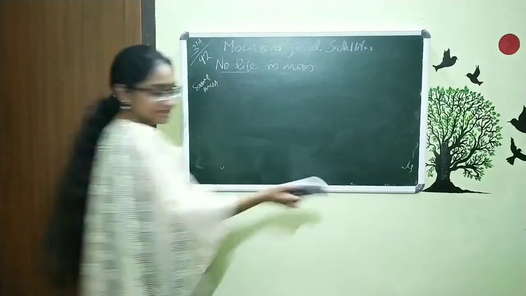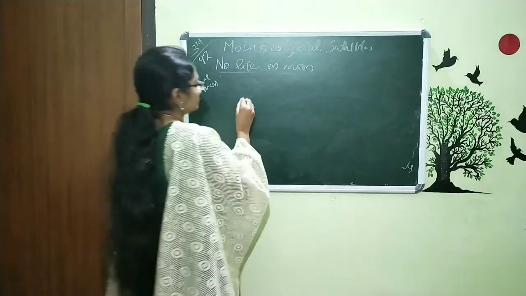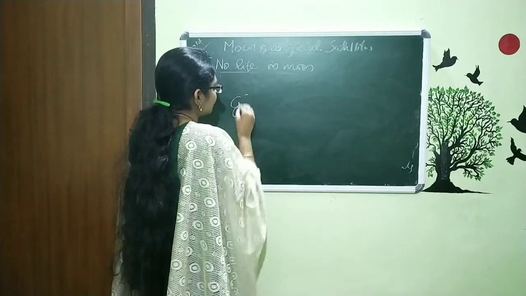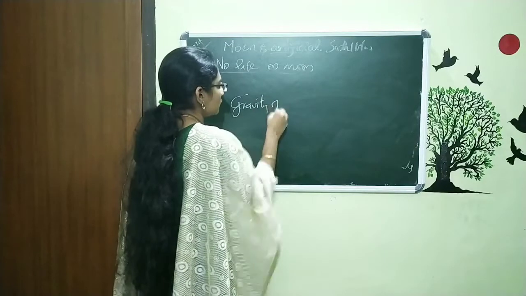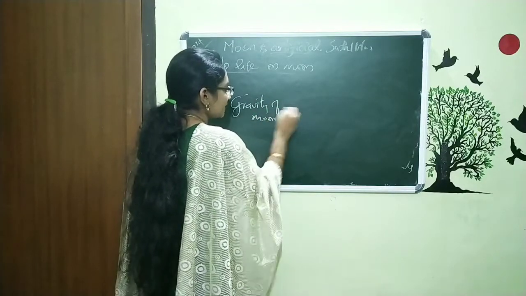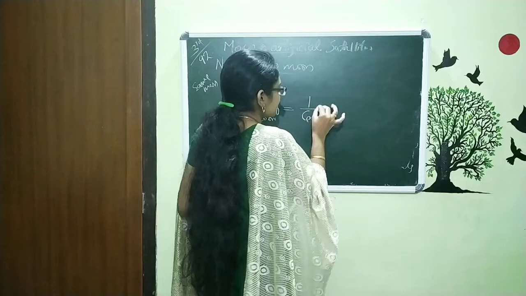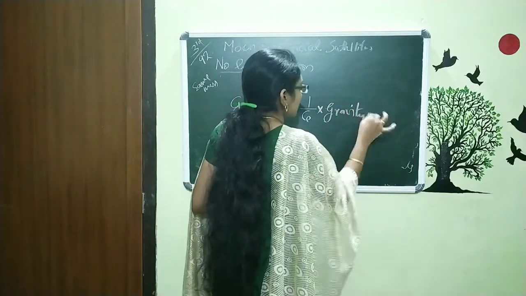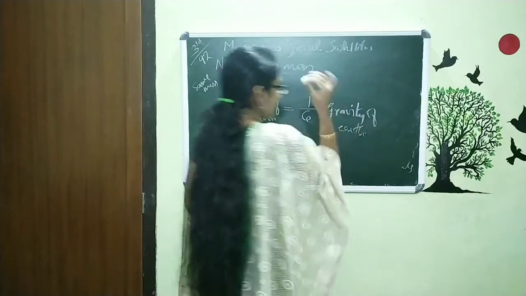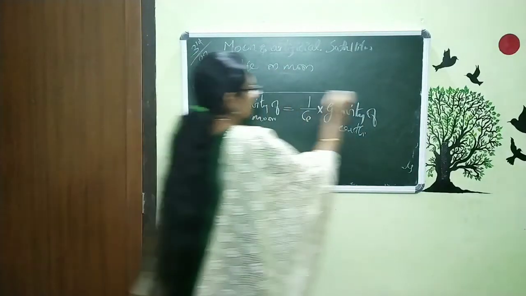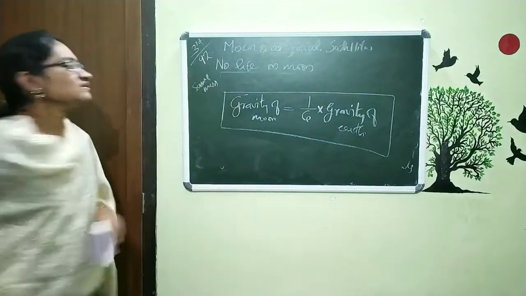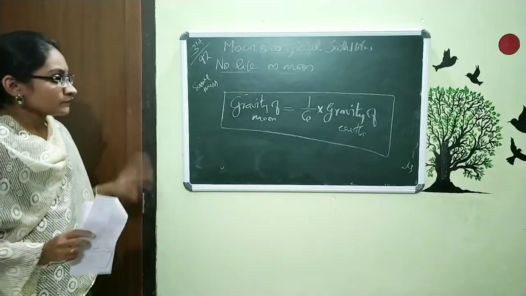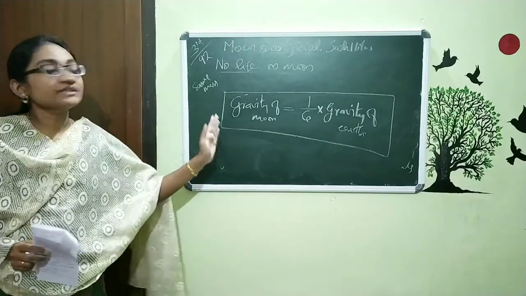So we can say it as: the gravity of moon equals 1/6 of gravity of earth. 1/6 of gravity of earth. So this is one simple relation. You just want to study this relation. That's all. So this is about the gravity of moon.